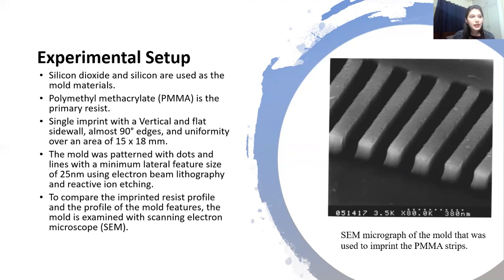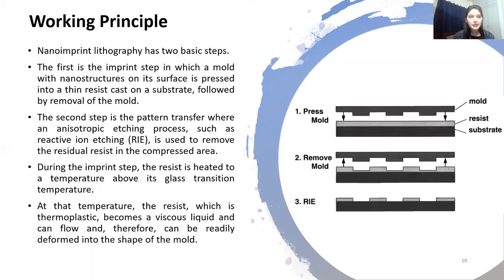This article illustrates how imprint lithography can produce a single imprint with 25 nanometer feature size, 70 nanometer pitch range, vertical and smooth side walls, nearly 90-degree corners, and uniformity over a 15 by 15 millimeter area. To compare the imprinted resist profile and the profile of the mold features, the mold is examined with a scanning electron microscope. Here is the scanning electron microscope micrograph of the mold that was used to imprint the PMMA strips.